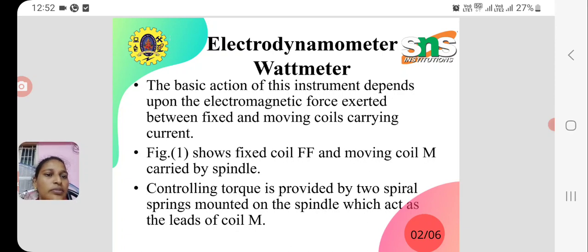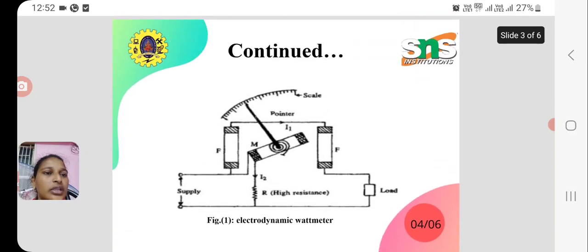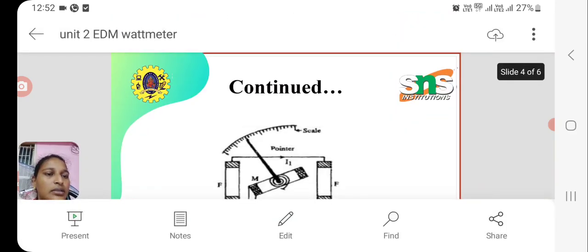Since it is a wattmeter, you have a fixed coil and a moving coil. One is the current coil, the other one is the pressure coil, or you can say the potential coil. So here is the circuit diagram for electrodynamometer type wattmeters.